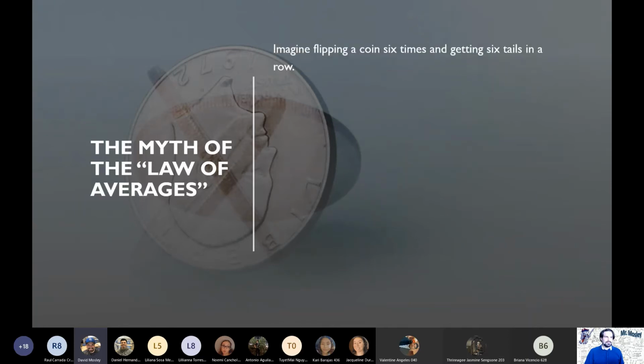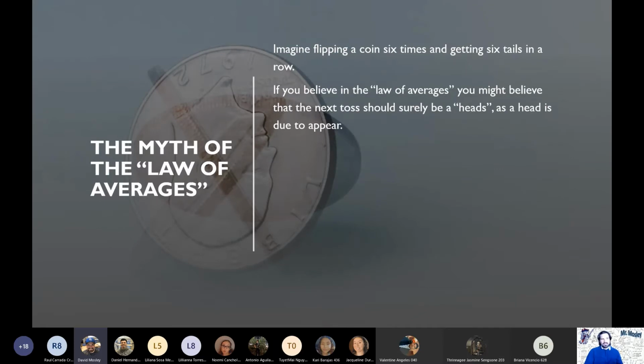Well, let's do a more simple example. Imagine flipping a coin 6 times and getting 6 tails in a row. Not a high probability, but not 0. It could happen. If you believe in the law of averages, you might believe that the next toss should surely be a head, as a head is due to appear. We've had enough tails. Oh well, lo and behold, the next flip is also a tail. Entirely possible. How could this be?